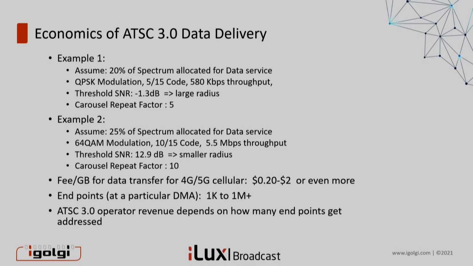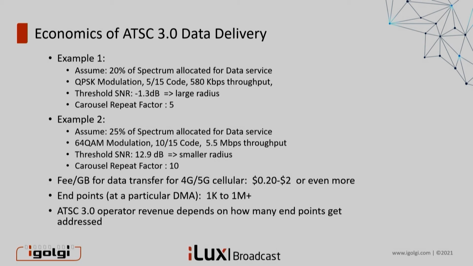So I just wanted to spend a couple of minutes to talk about the economics of ATSC3 data delivery. There are two examples. In one example, a station owner agrees to allocate about 20% of the spectrum for the data service. Usually you use a very robust modulation, QPSK, with a low data rate code. You get about half a megabit of throughput. And the threshold of operation is very low, negative 1.3 dB. This means you get a large radius of operation, a large DMA, and the carousel repeat factor for this would be about 5 to very reliably deliver this data content to the end clients.